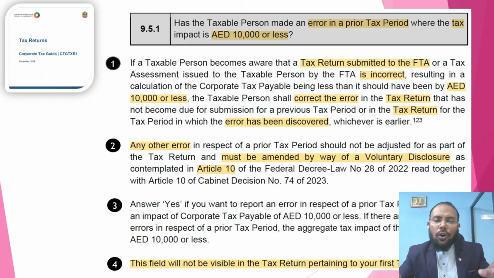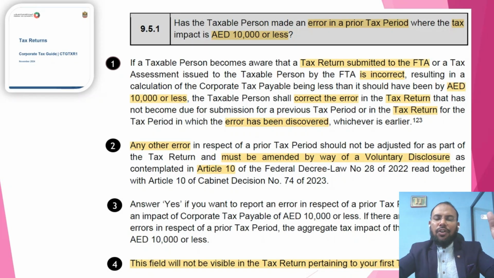There are only two concepts. First, if your error impact on your tax liability is AED 10,000 or less, and second, if your error impact on your tax liability is more than AED 10,000. In the first scenario, if your error impact is less than 10,000, at that time you have to file the next tax return and correct your mistakes. This is a simple concept. And the second concept: if your error impact is more than AED 10,000, at that time you have to file a voluntary disclosure as per UAE law. I hope you understand. These are the two simple concepts.